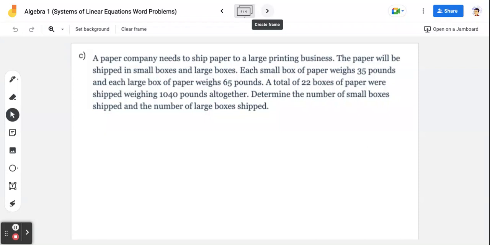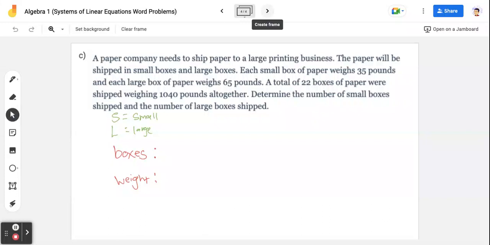Okay, so I'm going to go through this one kind of quick. The two equations we're going to have is boxes and weight. And the weight in this case is in pounds. All right, what are my variables? Well, it looks like I can do S for small boxes, and L, I'll go capital L for large boxes. Okay, so let's take a look at what's going on with the boxes. We have a total of 22 boxes, but we don't know how many of each.